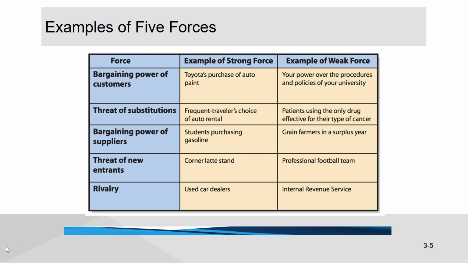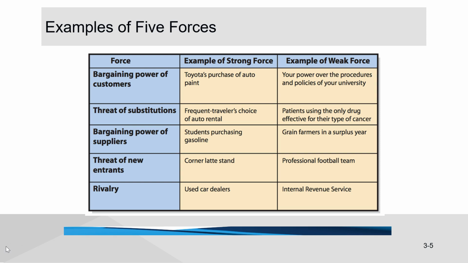What about the threat of substitutions? Well, this force is strong in a frequent traveler's choice of auto rental. You might have landed in an airport and seen Hertz right next to Avis, right next to Enterprise. So the threat of substitutions is high there. What about a weak force? Well, what about a very specialized type of pharmaceutical where there's only one available? Well, then the threat of substitutions, excuse me, I think I might need some cough syrup, is weak.